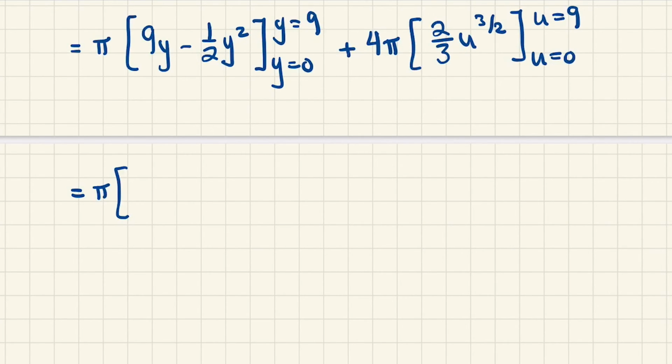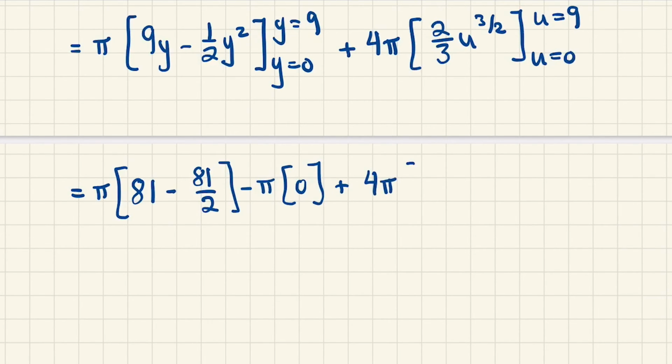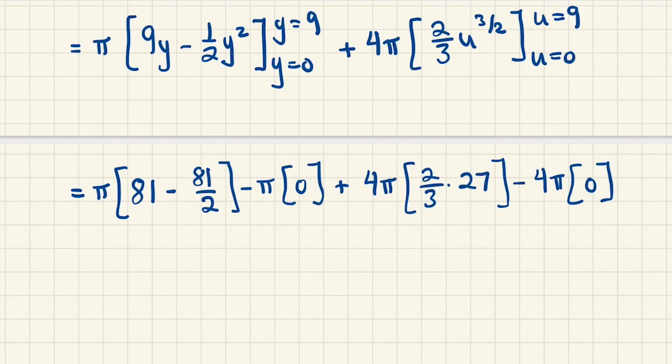So plugging 9 in, we get 9 times 9, which is 81, minus 1/2 of 81, so that would be 81 over 2. And plugging 0 in, we know that's just going to give us 0. Very nice. Now let's plug 9 into this guy, and we're going to get 2/3 times 9 to the 3/2. So that would be like 3 cubed, which is 27. And again, plugging 0 into this one will also just give 0, which is very nice. So those guys disappear.